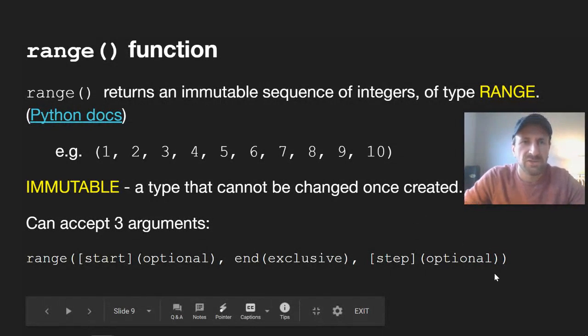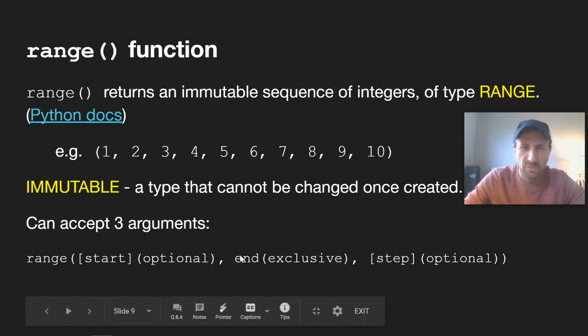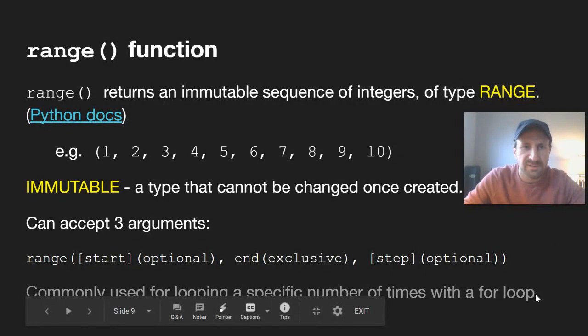The range function can accept 3 arguments. The only one you have to pass to it is the ending value, which is exclusive. But you have the option of also passing a starting value. You have the option of also passing a step value. Let's see what that looks like in a second here.